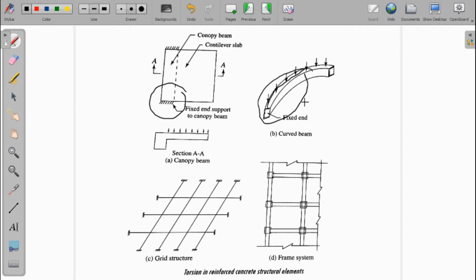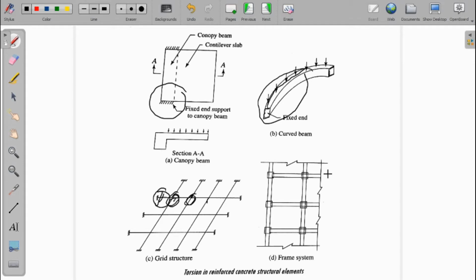In a grid, what happens? The flexural rotation: in this part, rotation will occur because of the loading here. I'll show you another picture where you will get more details on that. Because of the loading here, or because of the loading here, a rotation will occur, even in this portion of the beam. So that rotation will give you the torsional moments.